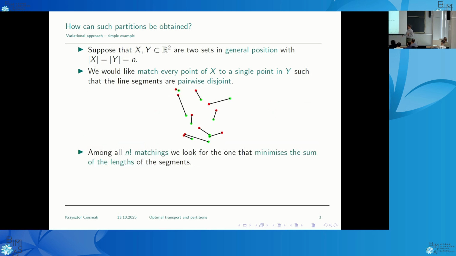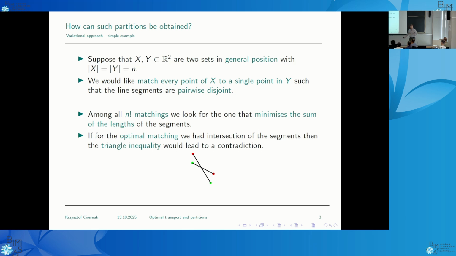Why? Because for the optimal matching, if we had an intersection of two segments, then we would be able to find another matching which would have a strictly better sum of the lengths. Namely, instead of this matching, we would replace it with that one, and by the triangle inequality, that would be strictly better.